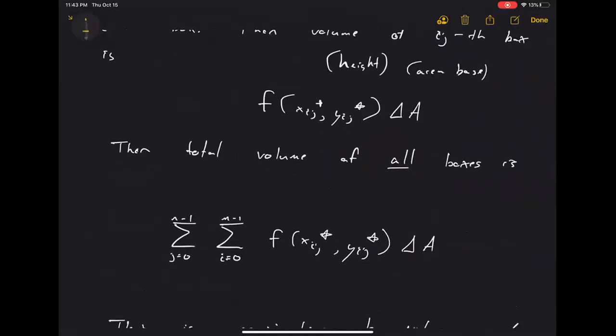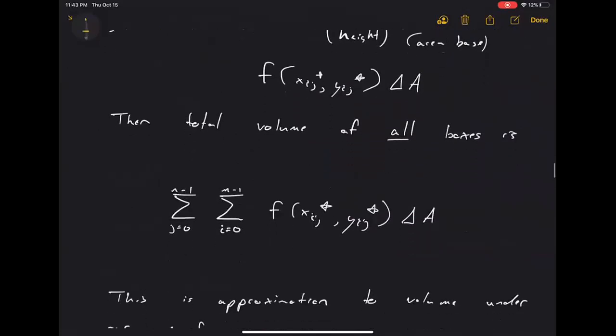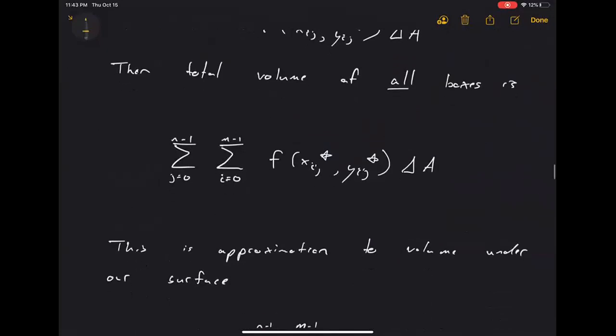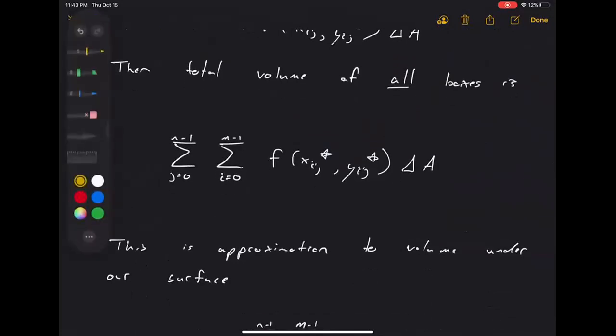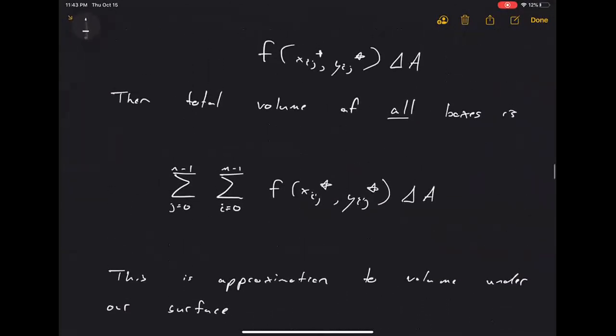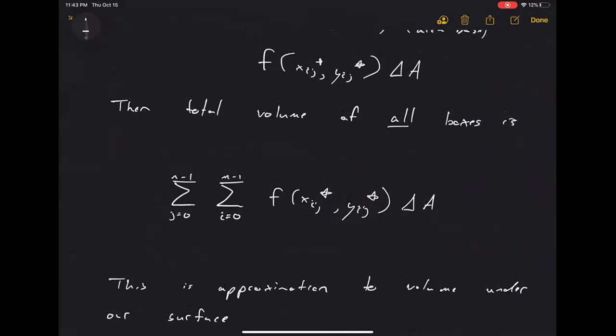Okay, so we get this. This is our approximation to the volume underneath our surface. Now, just like with the single variable case, we expect, and for our nice continuous functions this is true, that if we make the size of our bases smaller and smaller, the approximation is going to become more and more accurate.